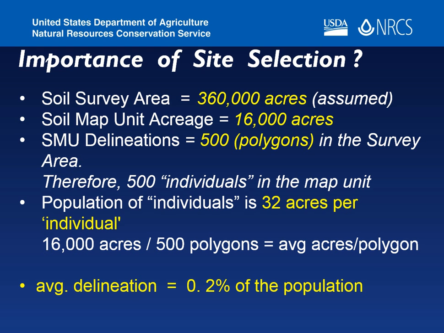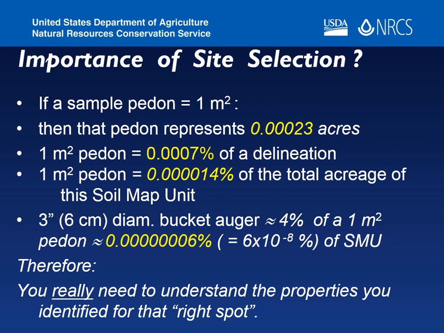When you take the 16,000 acres of the map unit acreage and divide that by the polygons, it gets you the average acres per polygon. And when you consider what percentage that makes up, that's about 0.2% of the entire survey area. So you're going to be making estimates on a map unit that represents 0.2% of the entire survey area. When you stop and think about all the map units, you've still got more than 99% more map units. You have to collect data on all of those.